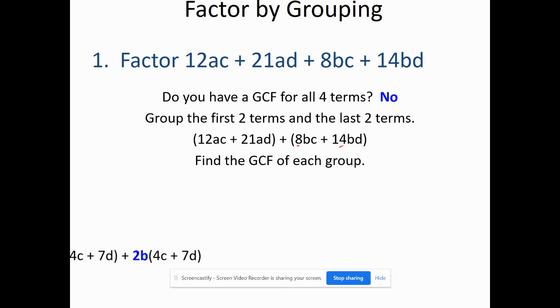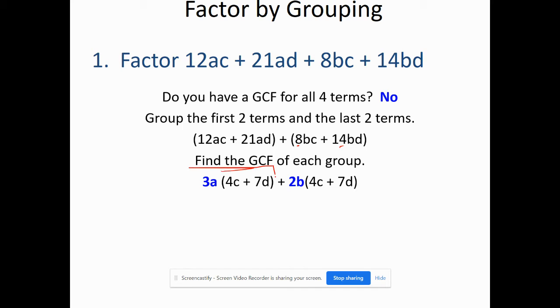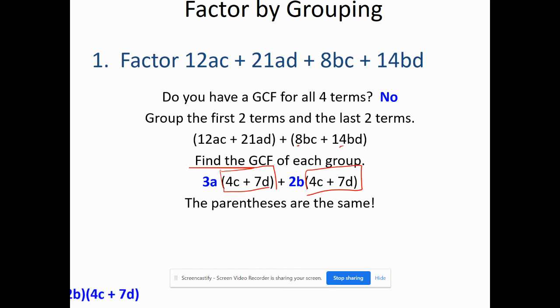So if we pull out the 3A from the first set and 2B from the second set, we should have matching parentheses. If you don't have matching parentheses, and I'm talking about this 4C plus 7D and 4C plus 7D, they match. If they don't match, that means you pulled out the wrong GCF. So your goal is to make sure those match. Then we're going to pull our first two terms for our first parentheses, and our second set is our second parentheses. So now we have two factors. And if you box or FOIL this back together, you should come out with the given problem at the top.